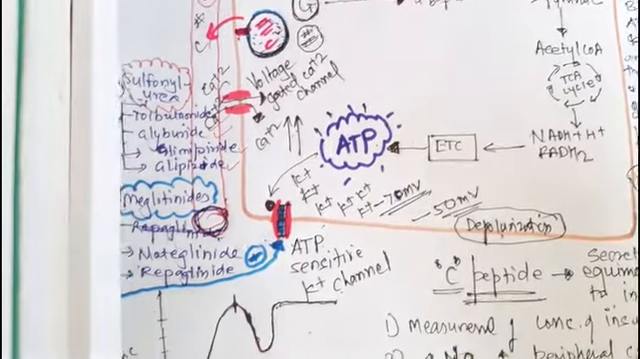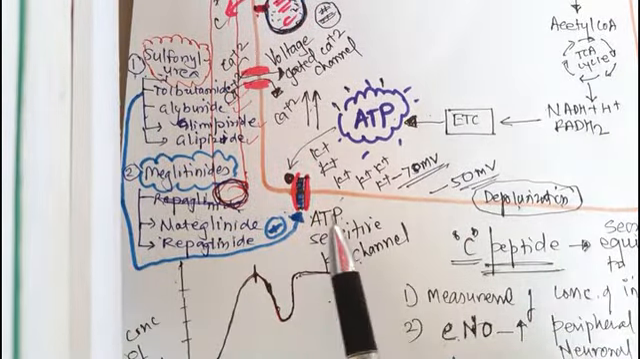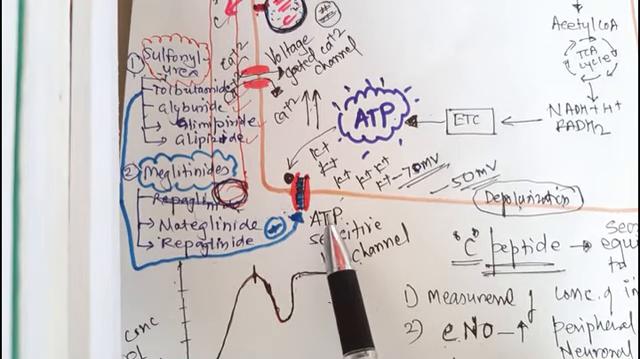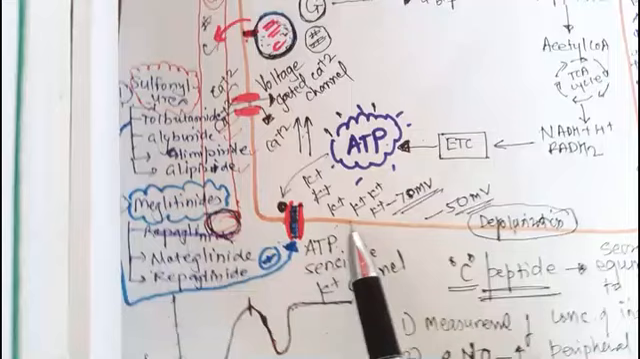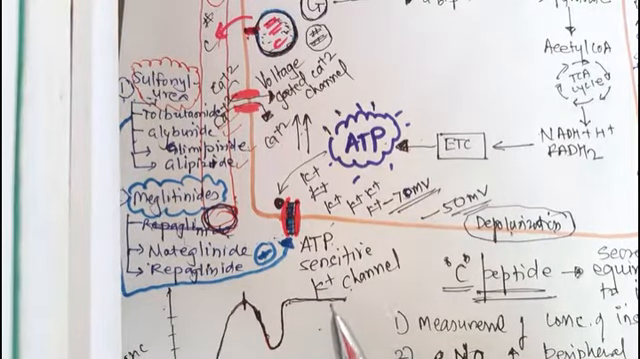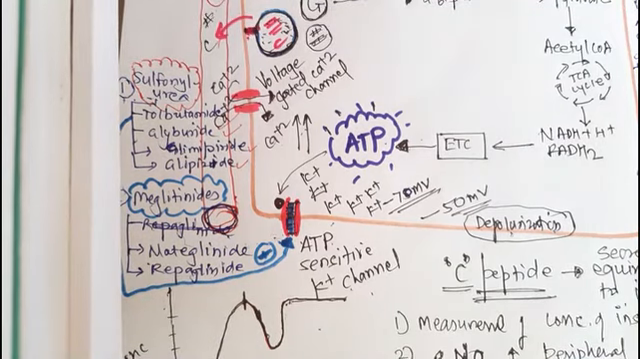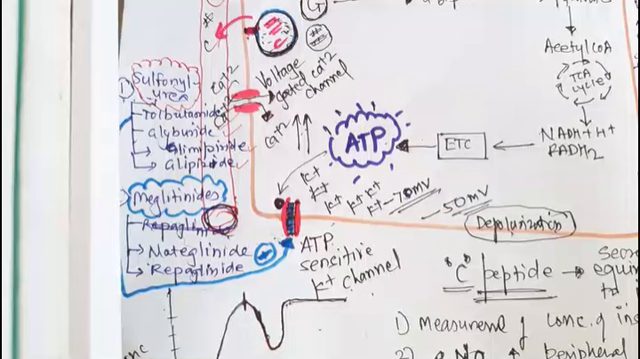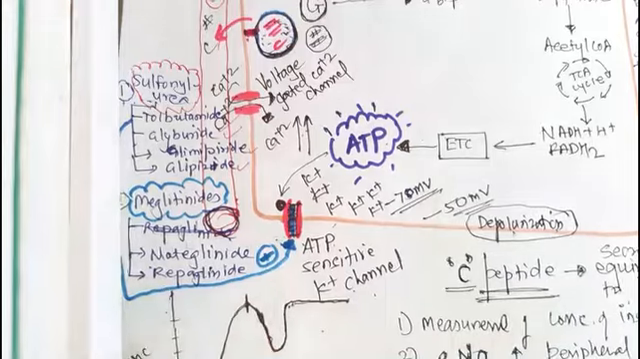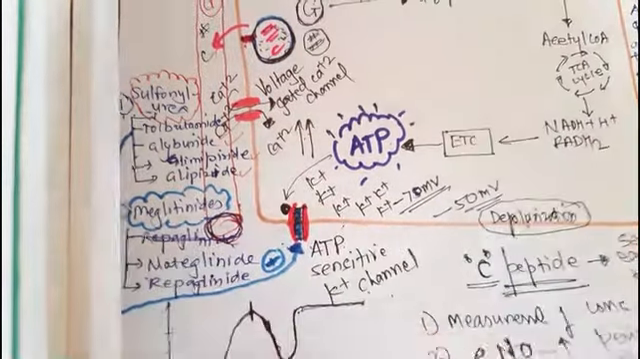So the most important thing here is that most of these drugs are pharmaceutical agents which bind to the potassium channels. They are called potassium channel blockers. Okay, and they are generally used for increasing the secretion of insulin. Okay, so with this we'll move to the next chapter, that is regulation of insulin secretion.